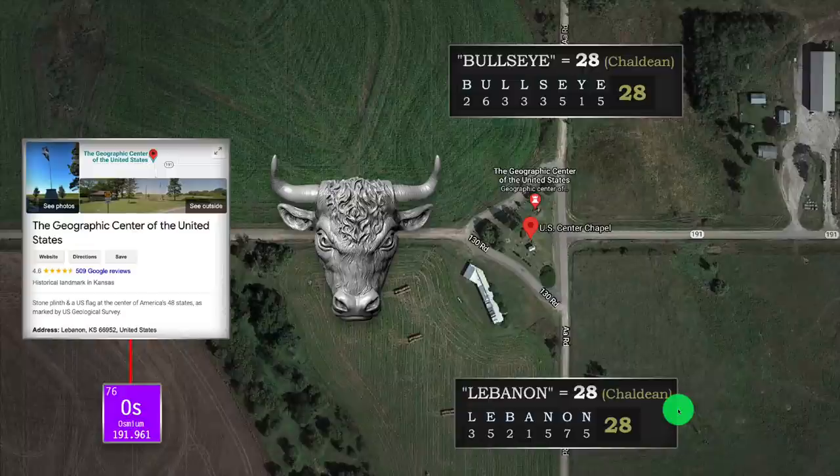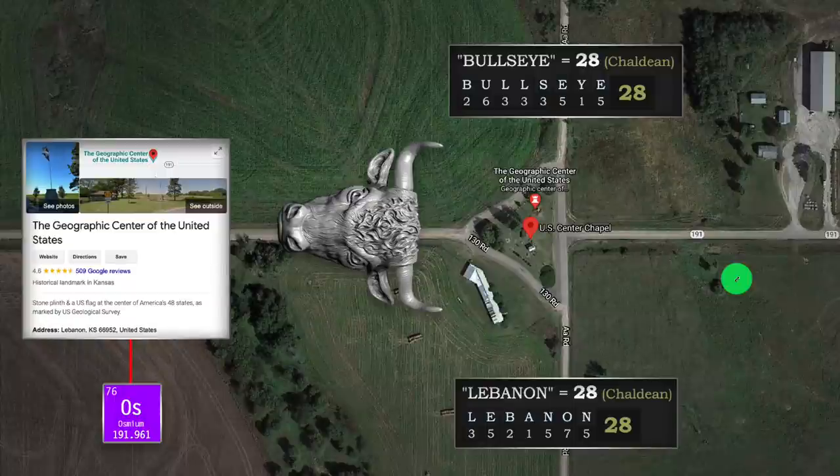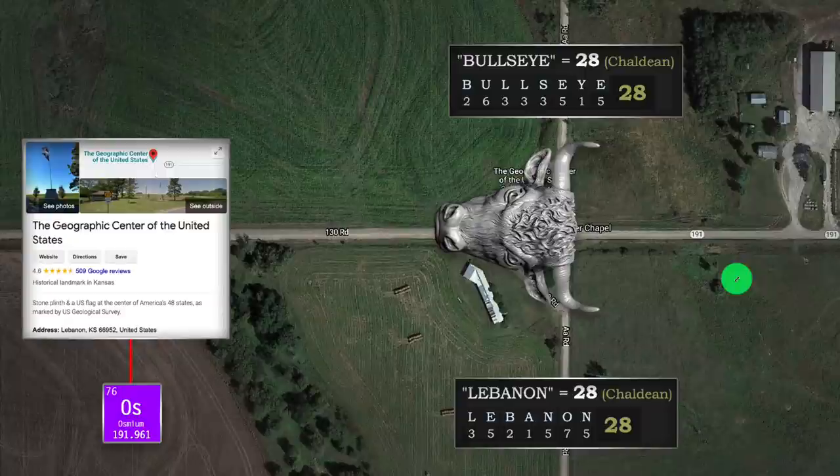Here is the blown up picture of the actual overhead map of the geographical center of the United States. There it is in the dead center, and I have the bullseye and Lebanon matching the 28, and there's a reason why I have the bullhead here. Because what was interesting is when you look at this road, the way it was designed, who designed this? I don't know. But what I found very interesting is if you take that bullhead and you flip it 90 degrees on its side and then you move it right over the top of where that geographical center of the United States is, the bullseye of the United States of America, it's the bullhead, the bull god.